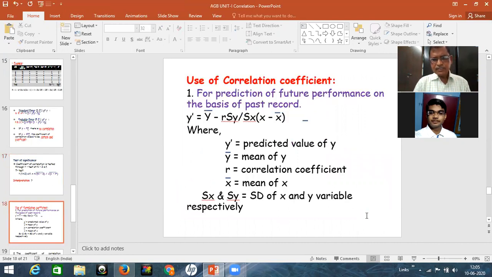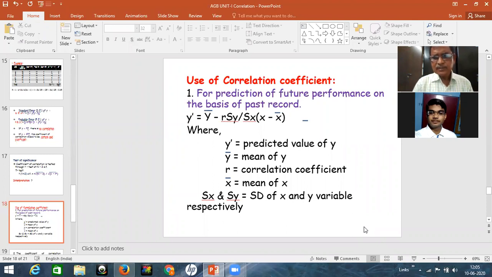So the use of coefficient of correlation is that it can be used for prediction of future performance on the basis of the past record. This is the formula: predicted value of y for x, y prime, is equal to y bar minus r into s y, the standard deviation of y, by standard deviation of x, into x minus x bar. Here s y is the standard deviation of the y variable, s x is the standard deviation of the x variable. So this is the formula by which we can predict the value of the y variable for any given value of the x variable.